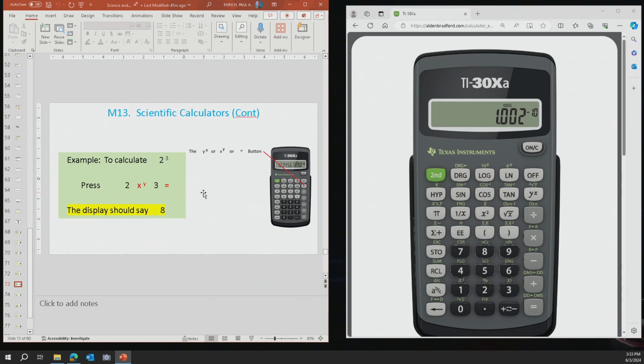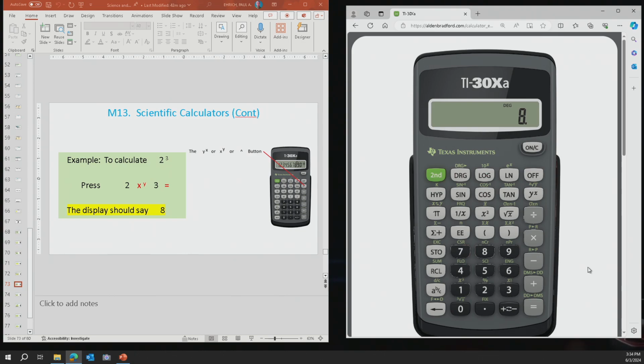Now you should know what that answer is. 2 times 2 is 4, and then 4 times 2 is going to be 8. So let's go ahead and clear this out, and then we're going to press 2, and then press the Y to the X button, and then press 3, and then I need to press equals, and I get 8.